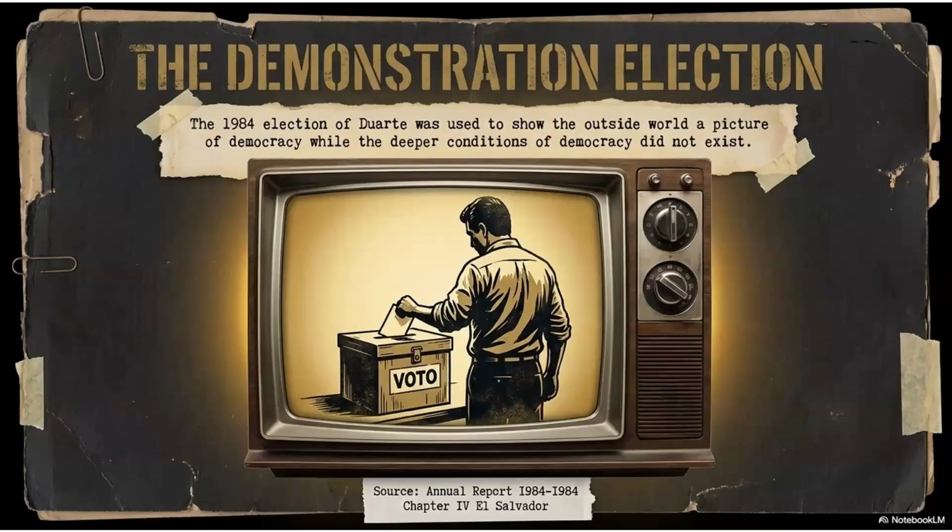This slide introduces the concept that ties everything together: the demonstration election. A demonstration election is not only an election for domestic political decision making, it is also an election staged for an outside audience. In El Salvador, the outside audience was especially the United States. The Reagan administration needed to show Congress and the American public that US support was not backing terror, it was backing democracy. So the election became evidence.